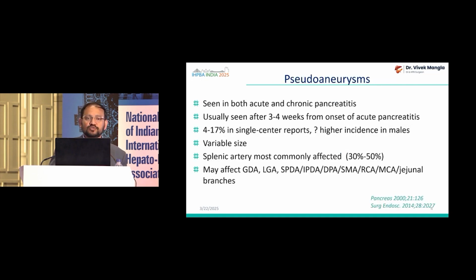Pseudoaneurysms are seen both in acute and chronic pancreatitis, usually seen 3 to 4 weeks from the onset of acute pancreatitis. The incidence varies across reports. There is probably a higher incidence in males. The size could really vary.